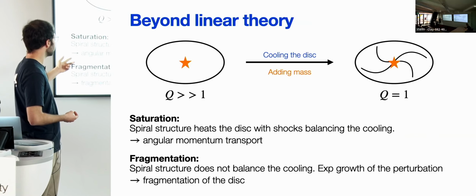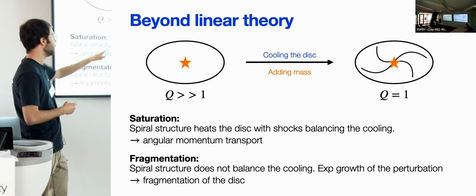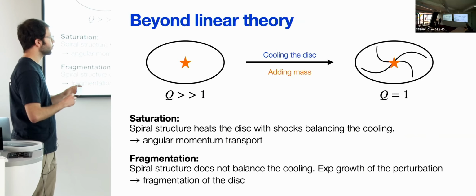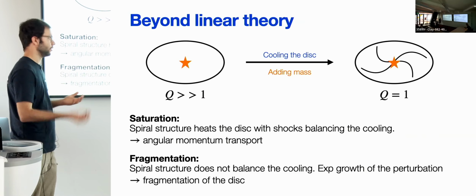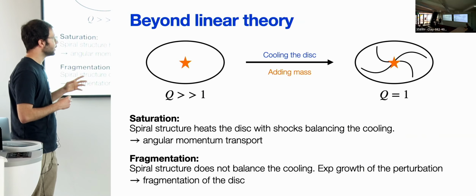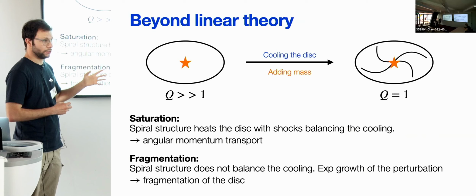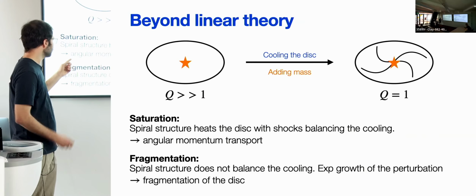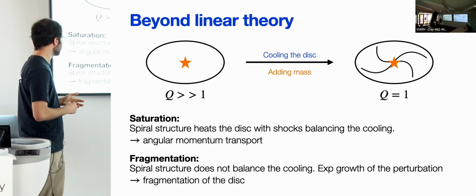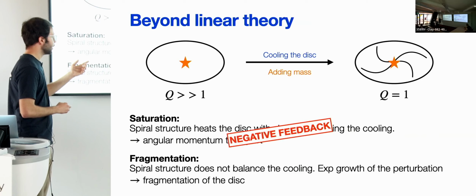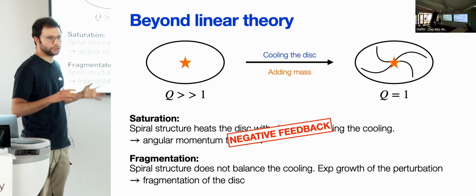So the first one is that there is a thermal saturation regime. The spiral structure that is created is hitting the disk because of the shocks due to the interaction between the spiral and the disk. And this heating is perfectly balancing the cooling. And so this is a stationary outcome. And the consequence is that there is an efficient angular momentum transport throughout the disk. And basically, this can be seen like a negative feedback of the system. So the system response to the instability is to saturate it.